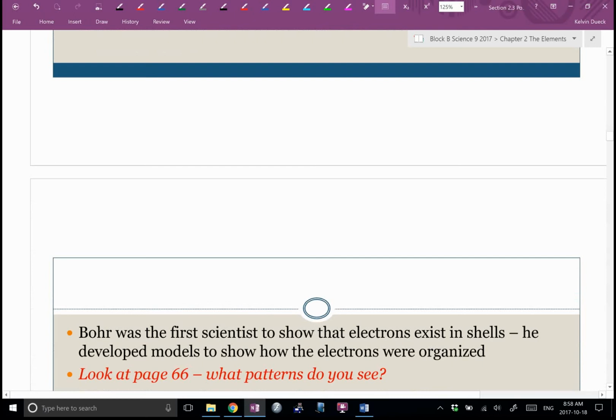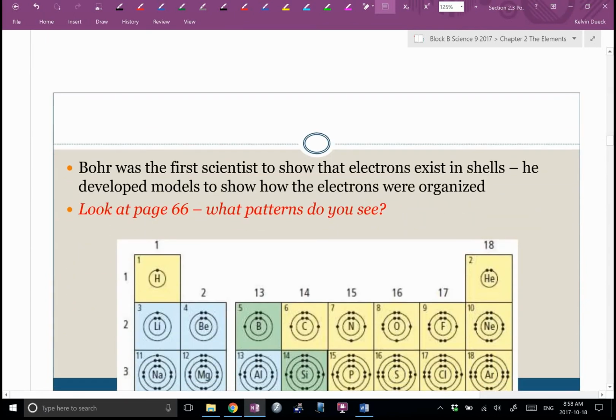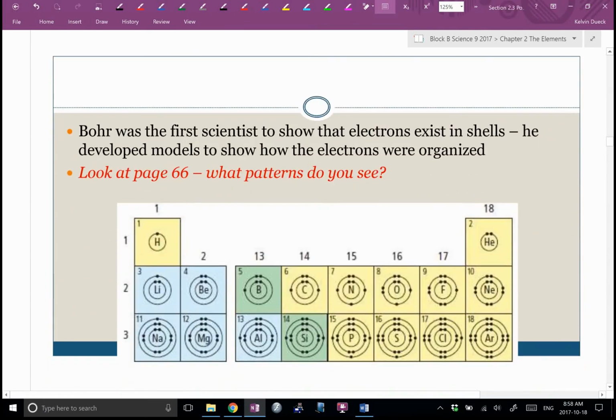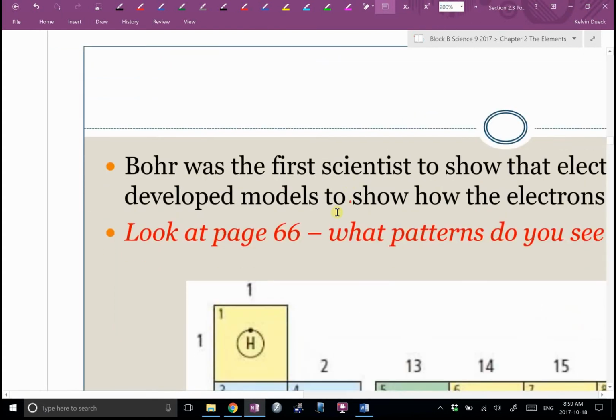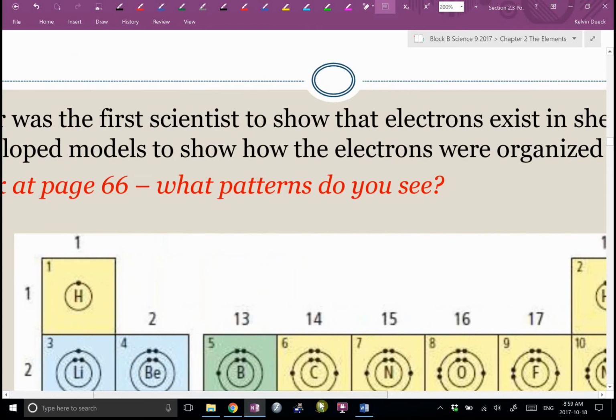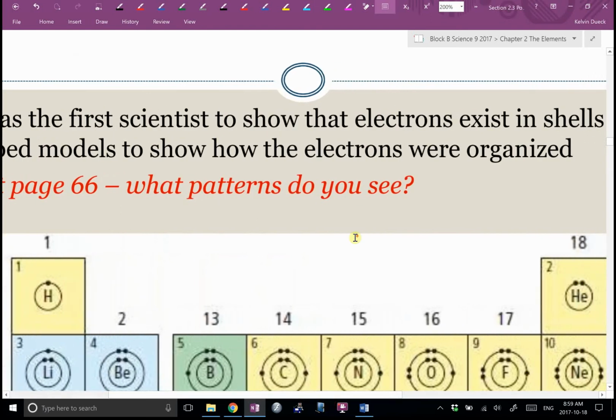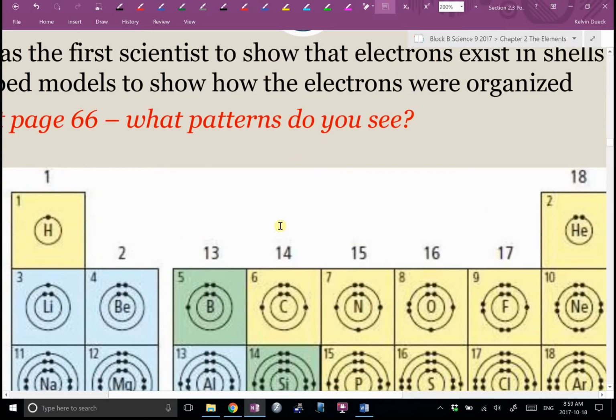Niels Bohr was the first scientist to show that electrons exist in shells. He developed models to show how the electrons were organized. I wrote here, look at page 66. If you have your textbook, look at page 66. The picture you're looking at is this one, so I put it on the screen, but I didn't include it in your notes. So if you have a textbook, you can look there. Otherwise, I'll also zoom in here a little bit. I think if I go to 200, we can still get it on one screen. Pretty close. Okay. What pattern do you see?